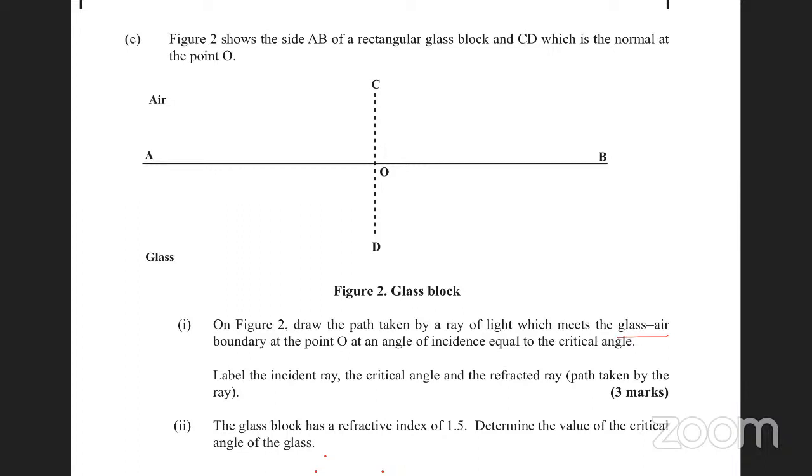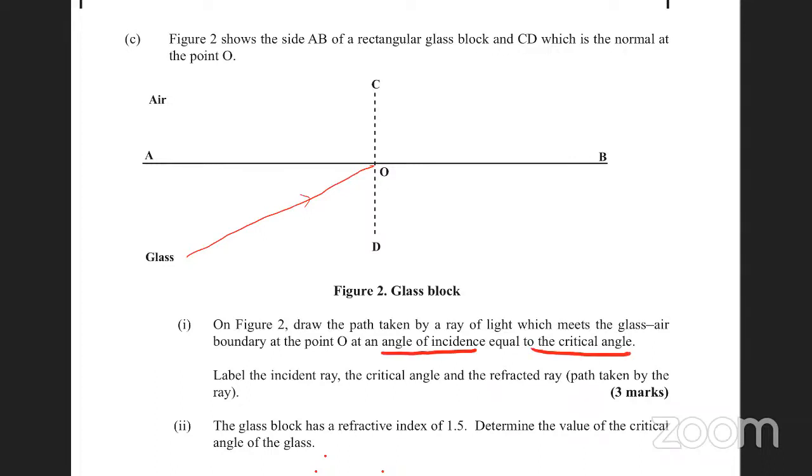Right, you have air and glass, right? So what direction are we going in? From air to glass, or from the glass to the air? We're going from glass to air. So that's what it's saying. You're starting from glass and you're going to air. But here's what you want: the angle of incidence equals the critical angle.